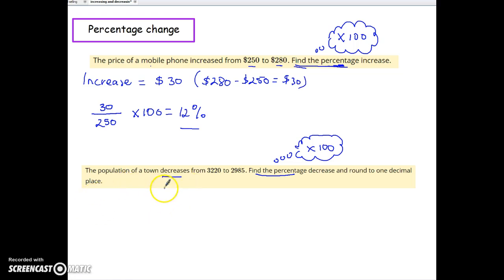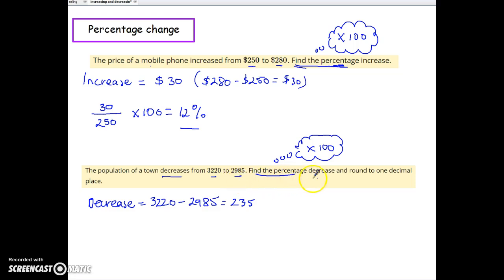So let's first of all work out how many people it has actually decreased by. It was that amount, now it's that. So let's find what the actual decrease is. So we'll do 3220, take away 2985. And we can see our decrease is 235. So there's 235 people less.